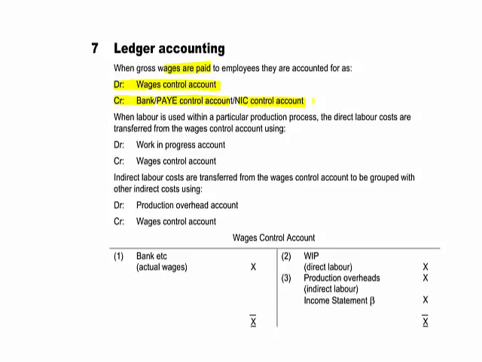When labour is used within a production process in the organisation, the direct labour costs will be transferred from the wages control account, with a debit to the work in progress account to increase the cost of production and a credit to the wages control account. And indirect labour costs will also be a credit to the wages control account, but instead of a debit to work in progress, it's a debit to the production overhead account.